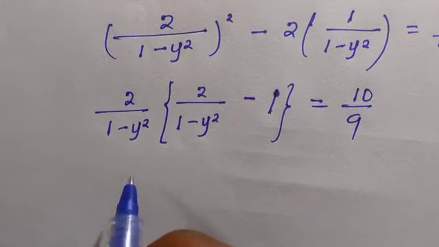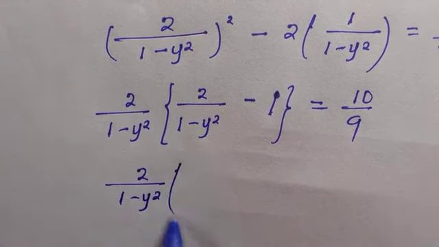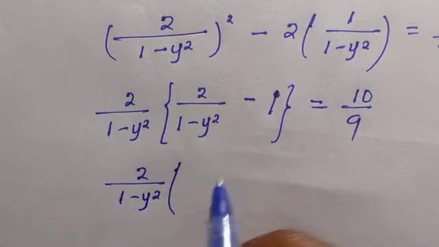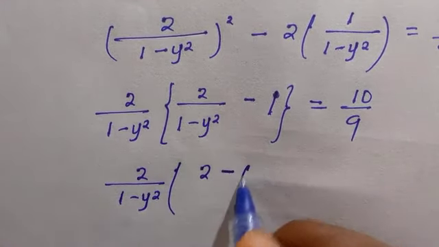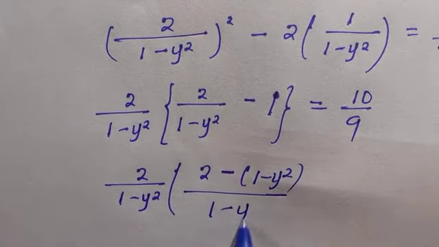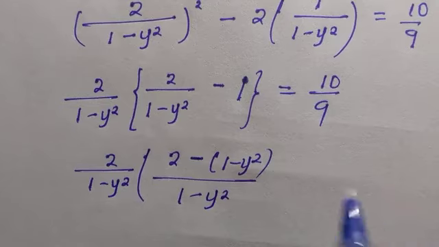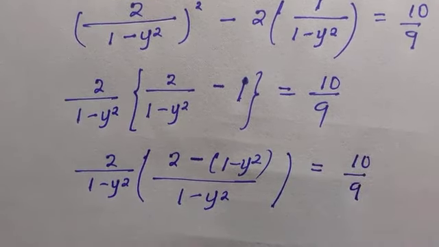So let's take care of the inside of the bracket, then we have outside 2 divided by (1 minus y squared). By finding the LCM here, we are going to have 2 minus, so 1 we multiply by (1 minus y) squared, and don't forget the negative, then everything divided by (1 minus y) squared, all bracket equals 10 divided by 9.